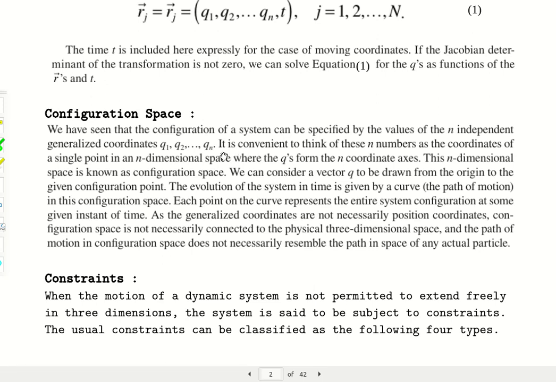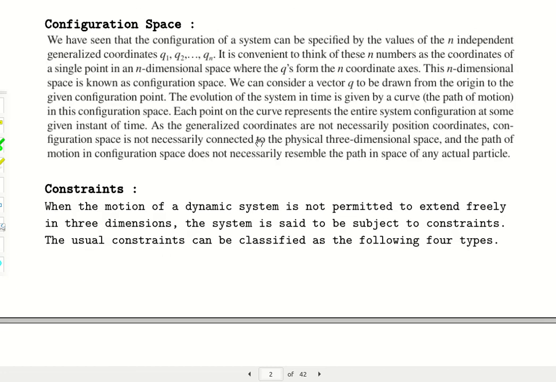But the curve which we get in n-dimensional space by plotting q1 to qn on n axes, the curve we obtain is not the actual path of the system. So this should be kept in mind when dealing with configuration space. It is a mathematical picture which will enable us to identify in what state the system is.